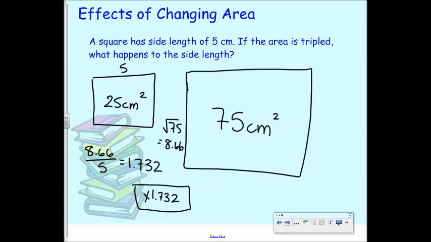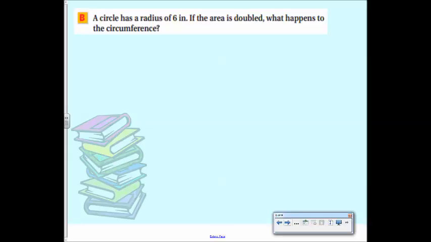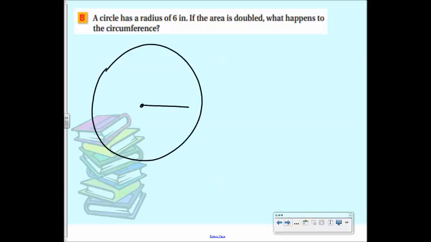All right, a circle has a radius of 6 inches. If the area is doubled, what happens to the circumference? So my original circle has a radius of 6 inches. So if my radius is 6 inches, what's the original area? 36 pi. All right, and I said this to a couple people: I would leave all these in terms of pi. It makes it a lot easier to see the dimension changes than if you put them into the decimal. Okay, so if the area is doubled, what's my new area?